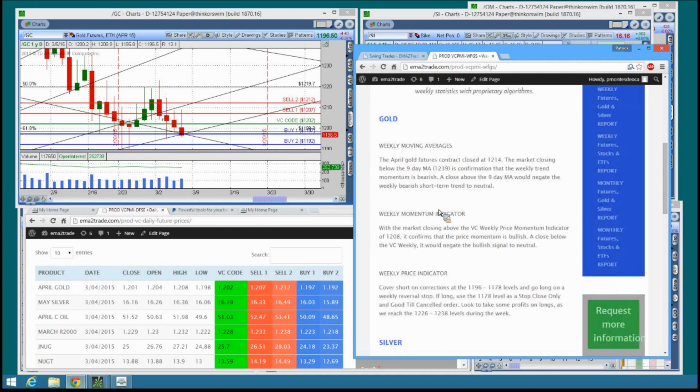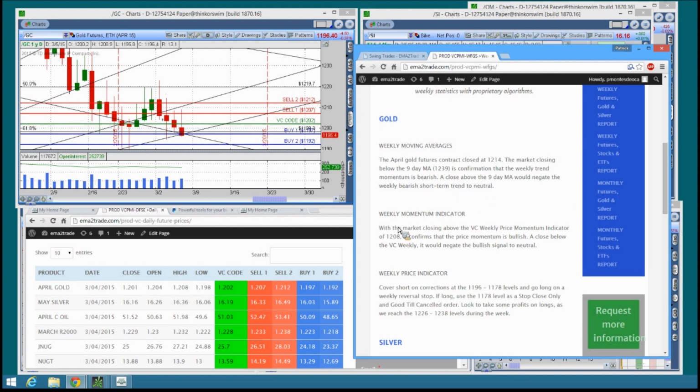On Friday, the 27th, the April gold futures contract closed at 1214. The market closing below the 9-day moving average of 1239 was giving us confirmation that the weekly trend momentum was bearish. But it also tells you that a close above the 9-day moving average of basically 1239 would negate this bearish short-term trend to neutral.